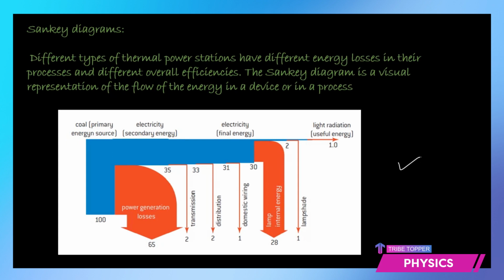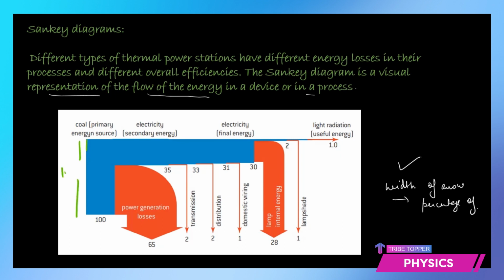So what is it? It's basically a visual representation of the flow of energy in a device or in an entire process. Different power stations will have different types of energy losses happening in the process, so their efficiencies are also different, and based on that we draw the Sankey diagrams. The width of the arrow is important here because the width of the arrow corresponds to the percentage of that quantity.